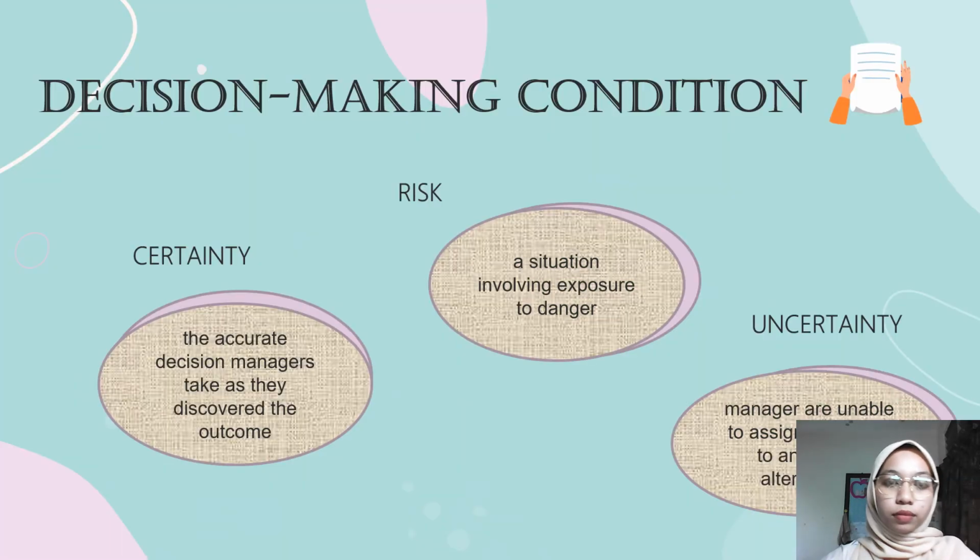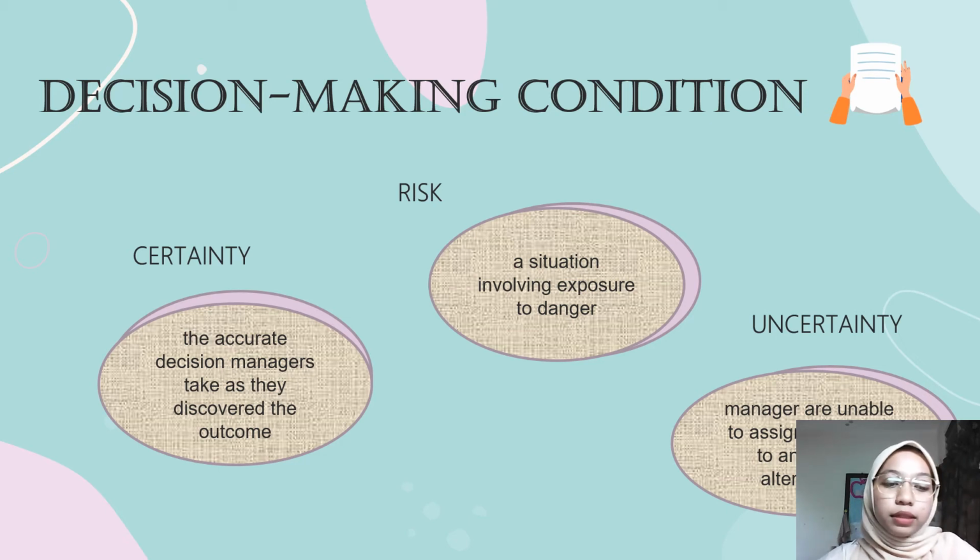process. Next, decision-making condition. It is a must for managers to go through several conditions when making a decision, such as certainty, risk, and uncertainty. These conditions determine the probability and error in decision making. A condition of certainty exists when the decision maker is aware with reasonable certainty of what the alternatives are, what conditions are associated with each alternative, and the outcome that we might get from that. It can also be defined as the accurate decision managers take as they discover the outcome.